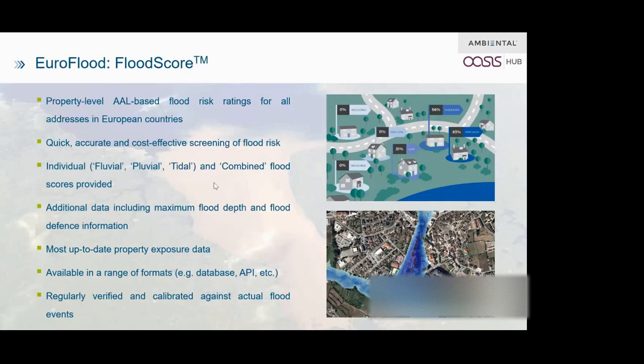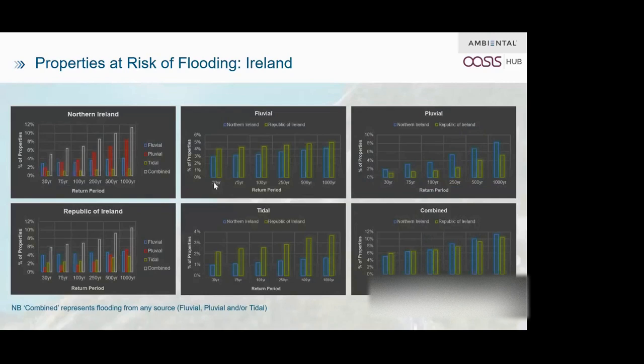And finally, the last thing I was going to say about FloodScore here was that it facilitates the screening of exposure portfolios and supports decision making by enabling risk thresholds to be established. For example, by deciding to only insure properties with a flood score up to 50. So that's how a lot of companies use our flood score data sets.